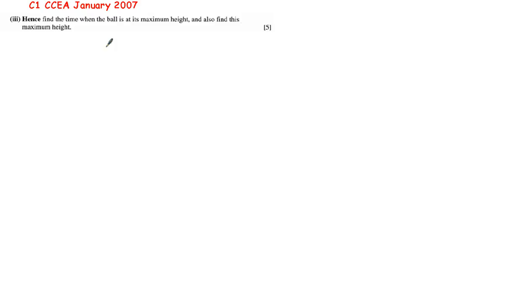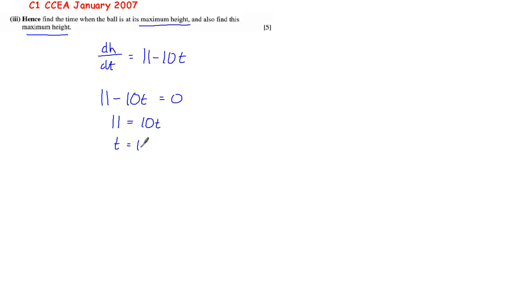Next thing, we know that dh by dt is equal to 11 minus 10t. We're asked now to find when the ball is at its maximum height, and find this maximum height. Now, we know that if we want to find the maximum height or the maximum anything, we differentiate and we put our differential equal to 0. So let's put 11 minus 10t equal to 0. That's going to help us find our maximum or our minimum height. So 11 equals 10t. T is equal to 1.1 seconds.